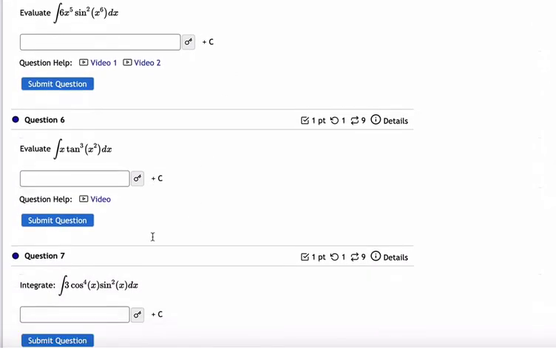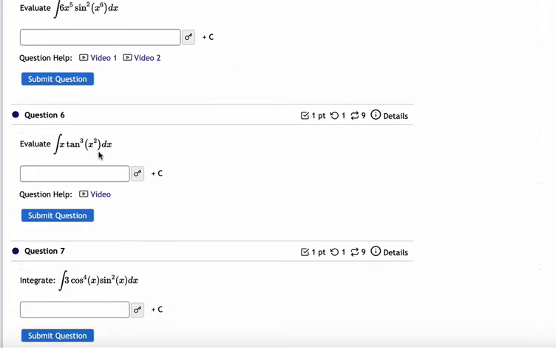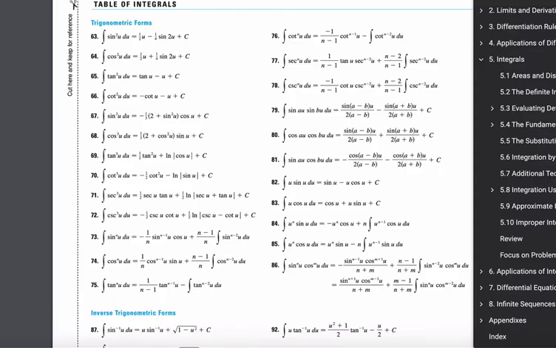Moving right along, question 6 here. There's another u substitution to do here. 6 isn't all that dissimilar from 5. I think if you get 5, you can get 6. Really, the thing that will change after you do your u substitution is instead of having sine squared, you'll have tangent cubed. But it's another trig form. Maybe you can find that in this little section here.